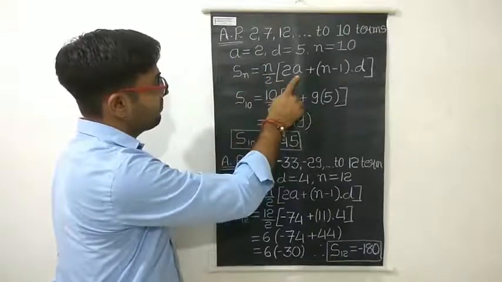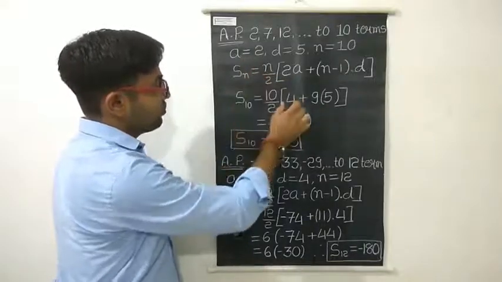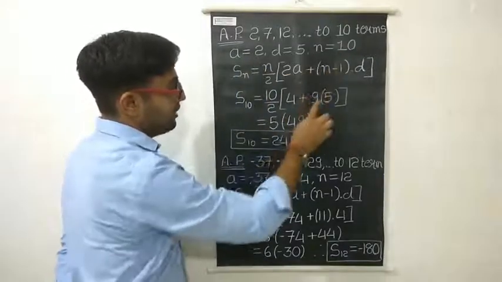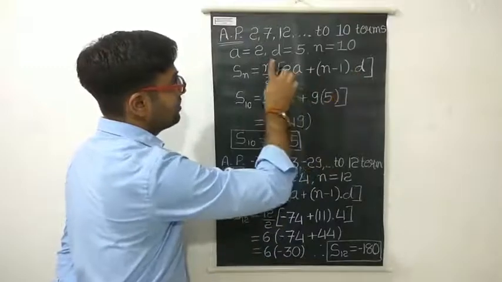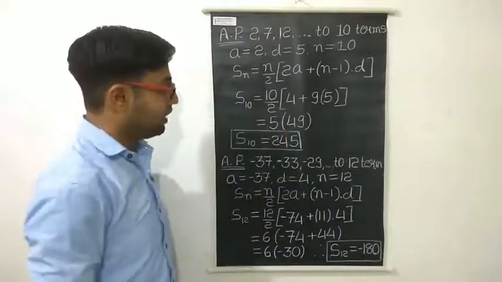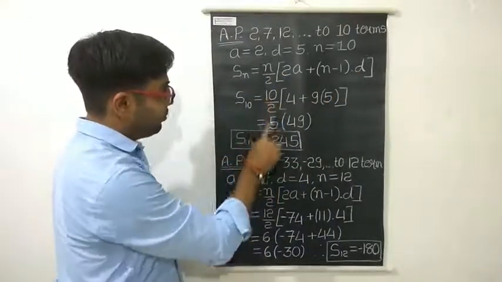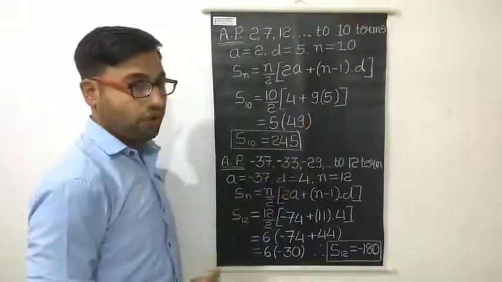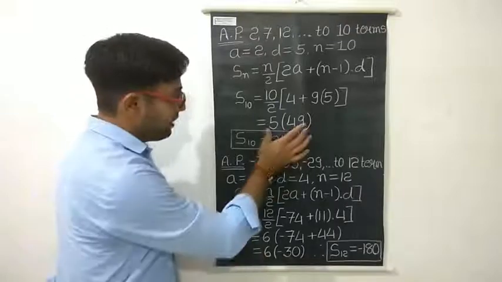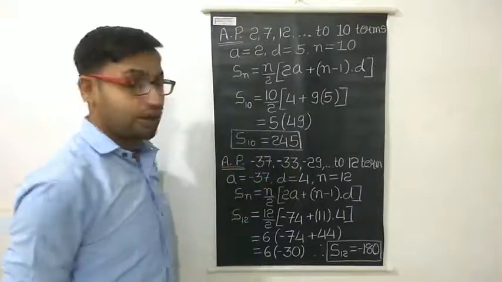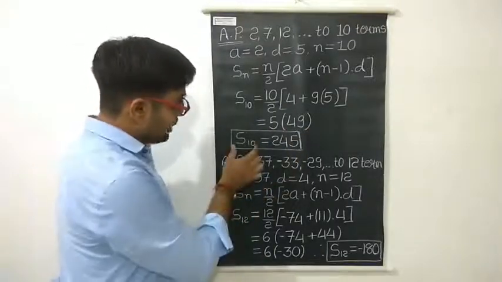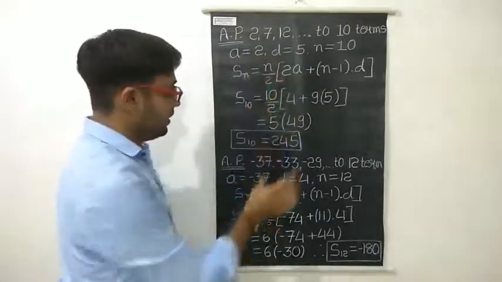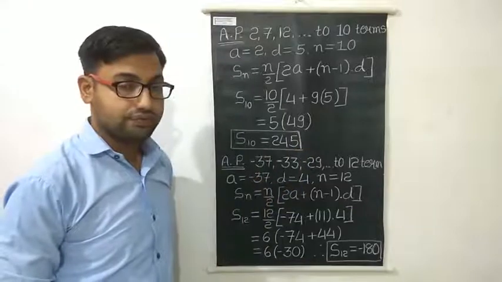2a means 2 multiplied by a. So a is 2, and 2 twos are 4. n minus 1, n is 10, 10 minus 1 is 9, and the difference is 5. Now 10 upon 2 is 5. 9 fives are 45. 45 plus 4 is 49. By multiplying this, we get 245. So the addition of the first 10 terms of this given AP is equal to 245.